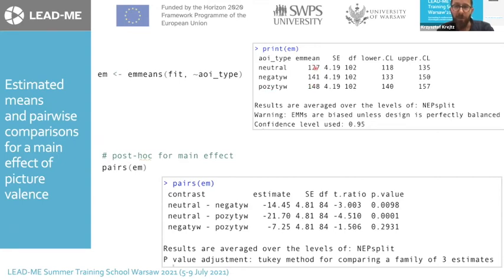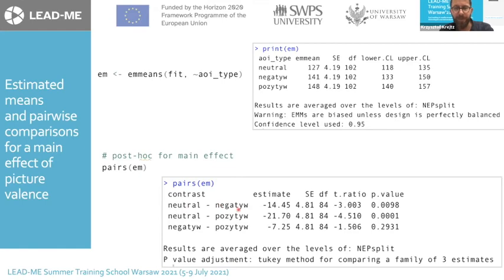Let's compare where the differences are. I'm going to run now the post hoc analysis, which is sometimes called pairwise comparisons. I want to compare each of these values with the others, so I want to run 3 comparisons. For that I'm going to use the function pairs. I put the EM table into this function, and it gives me the contrasts, the comparisons.